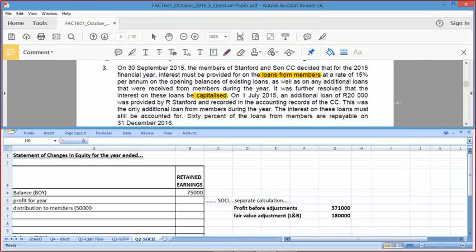This was the only additional loan from members during the year. So we're talking about loans from members. Now it's a loan to a member. No, it's right.